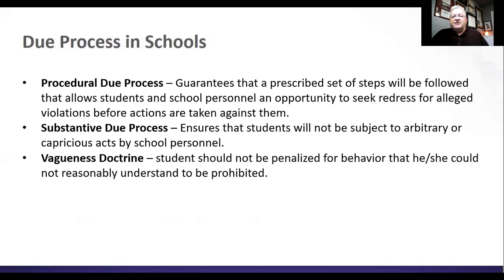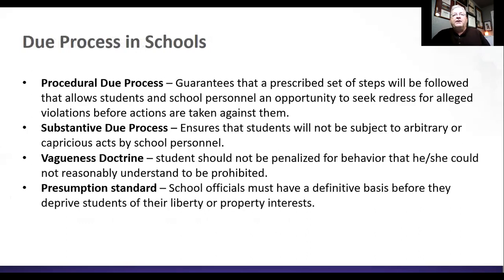Your book talks about the vagueness doctrine, and the court has said that students can't be penalized for behavior that they couldn't reasonably understand was prohibited. Therefore, it's very important in your student code of conduct and your discipline management plans that you list that these are the behaviors that you can be and will be punished for. That's the vagueness doctrine. The presumption standard is the presumption that behavior being disciplined is under the authority of the school. You must have a reason for that to be something that you can punish.